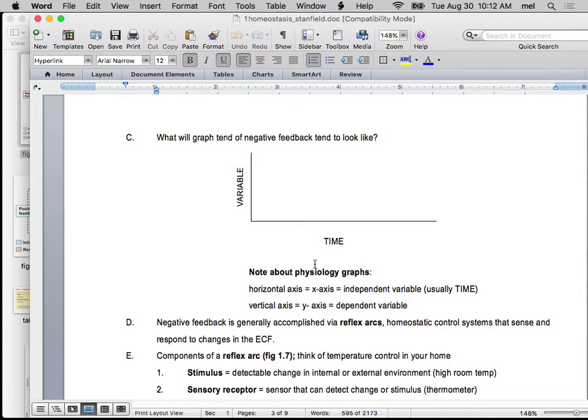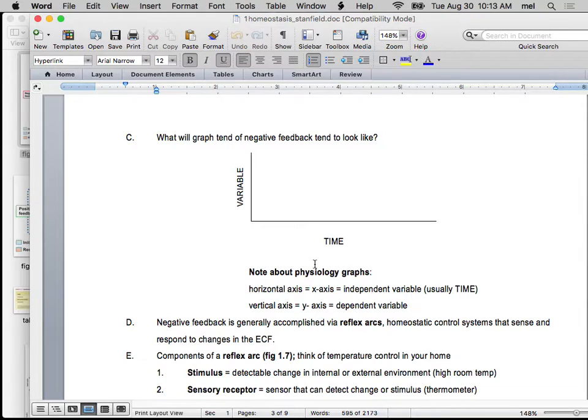But before we get to that, let's just talk about an example of a graph of what negative feedback would look like over time. You guys this week in lab are going to be doing homeostasis and negative feedback and graphing. And with graphing in physiology, there's a really, really common mechanism of doing physiology graphing. And that is basically looking at a variable over time and measuring the variable over time.